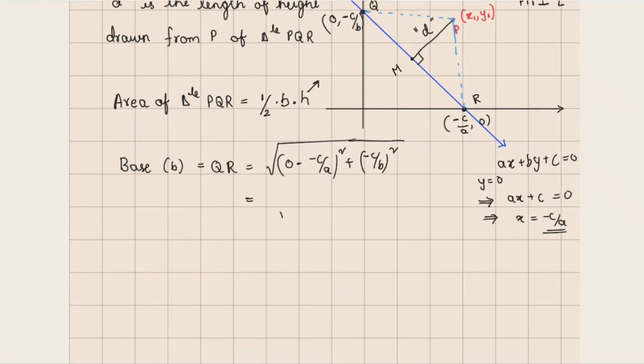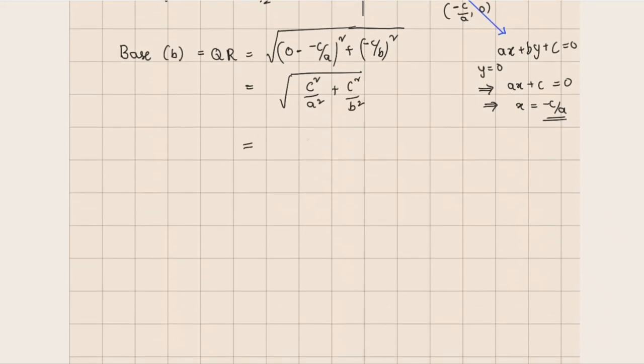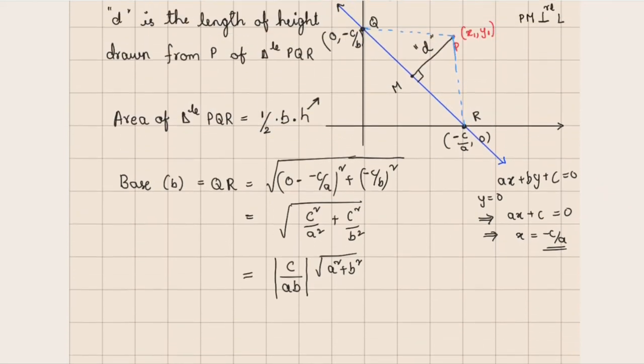So we get root over c square by a square plus c square by b square, which equals root over (a square plus b square) by, if you take the LCM of a square and b square, you will get a square into b square, and in the numerator we get a square plus b square. If you take it outside, we get c by ab, and we need to take the modulus because the length is positive.